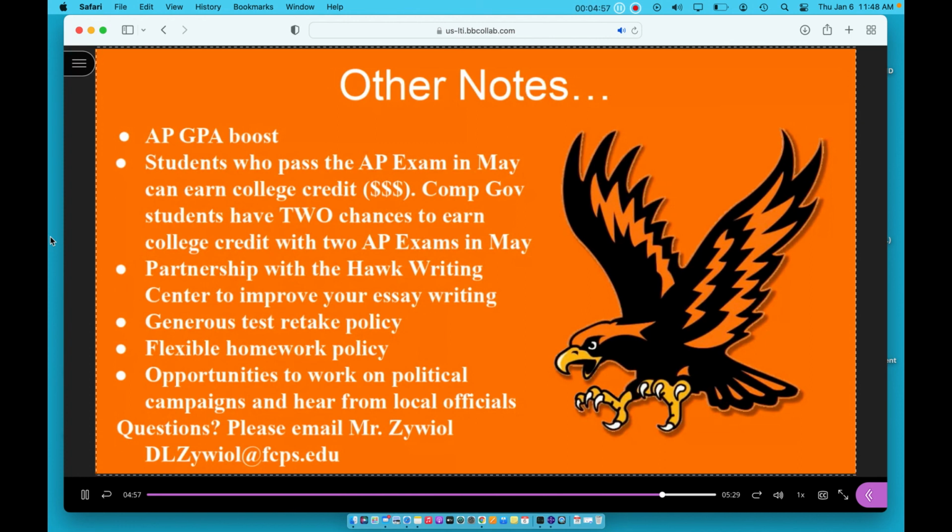The last thing I'll mention is opportunities to work on political campaigns and to hear from local officials. We've had our U.S. congressman in our classes, and our state senators and state delegates have been in our classes before, so there are great opportunities to hear from them as well.